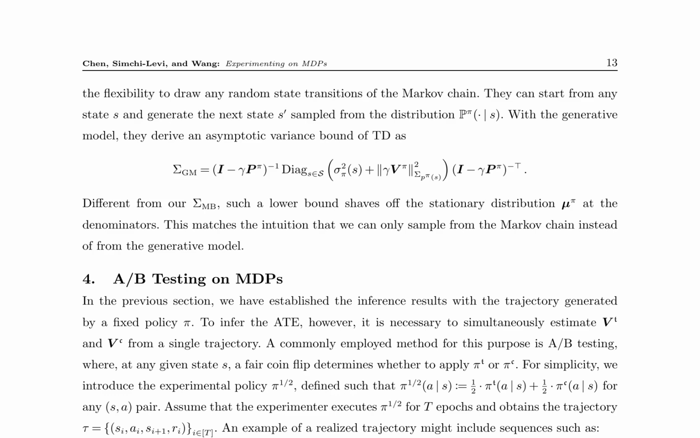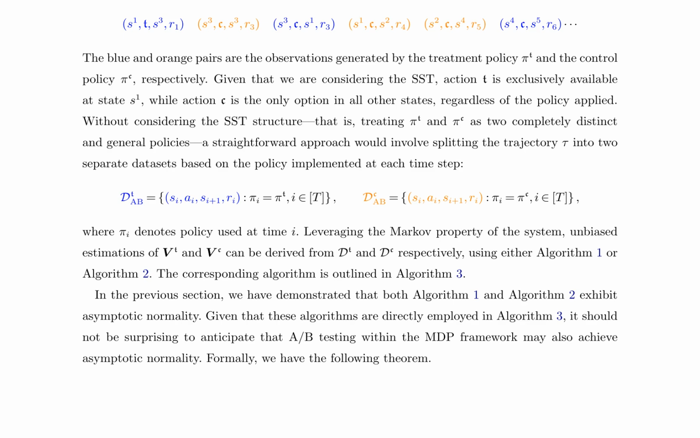They propose algorithm 3 for A/B testing on MDPs, which involves executing the experiment policy for T epochs, splitting the trajectory into two datasets, and using either algorithm 1 or algorithm 2 to derive unbiased estimations of VT and VC. The authors proved the asymptotic normality of A/B testing using theorem 3, demonstrating that the difference in the estimators converges to a normal distribution with a specific variance.